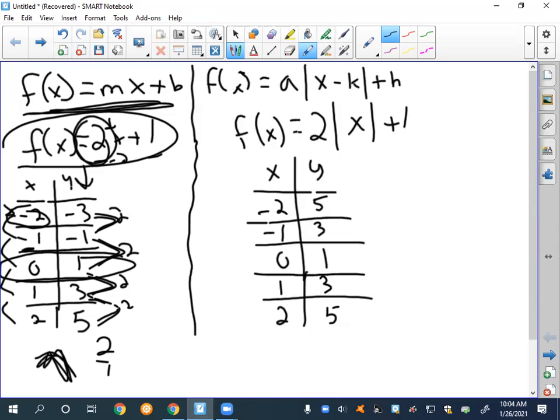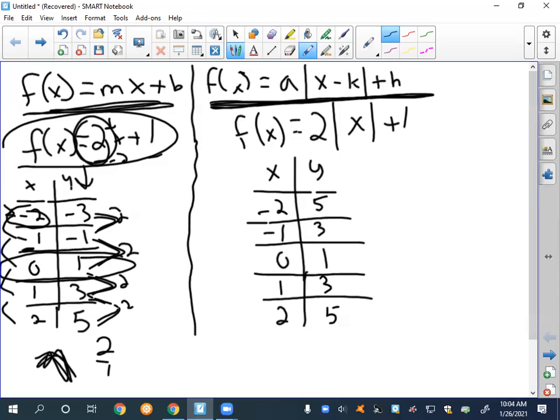Okay. Second equation. The second function, I guess I should say, was one that looked like this. We've done problems that look like this. What kind of function is that? It is a v. Well, what do we call that? Absolute value. Good. How do you know it's a v? Because it has absolute value.